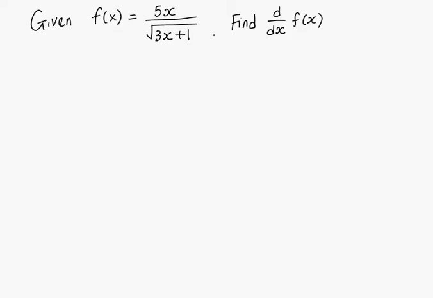Now let's look at another example that uses a quotient rule. Given f(x) equals 5x over the square root of 3x plus 1, how do you find d/dx of f(x)? d/dx of f(x) refers to the first derivative of f(x). That means differentiate f(x) once, and this is called the first derivative of f(x).